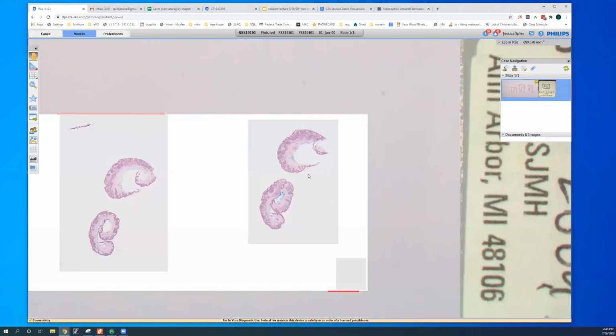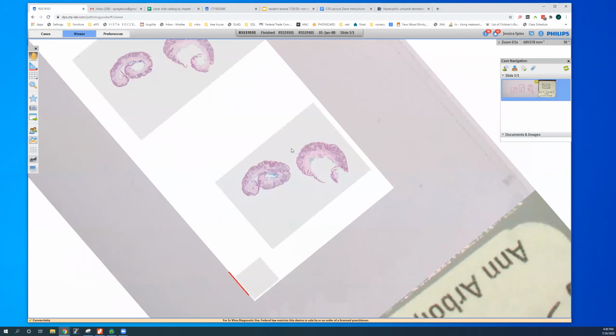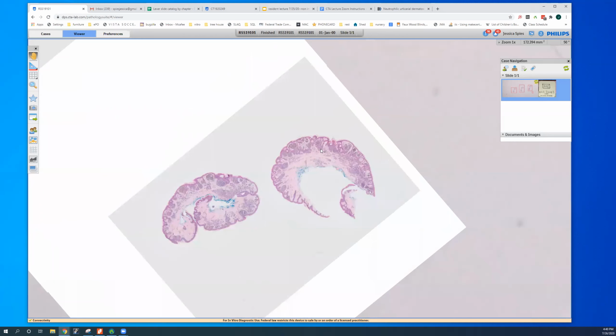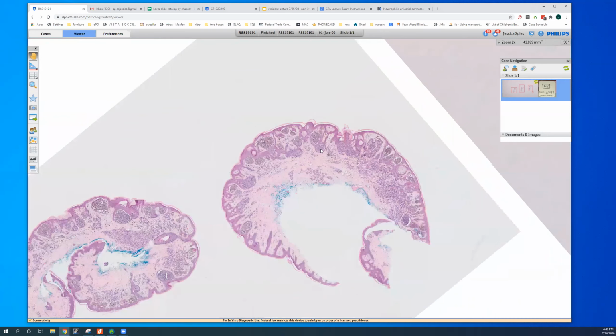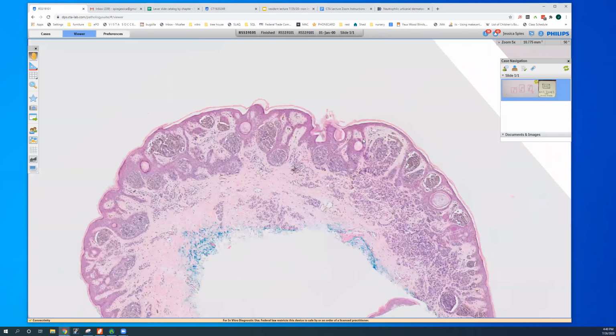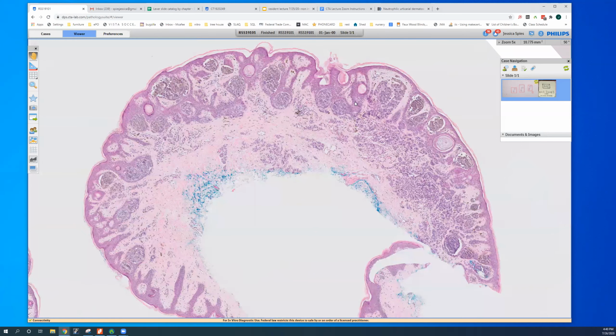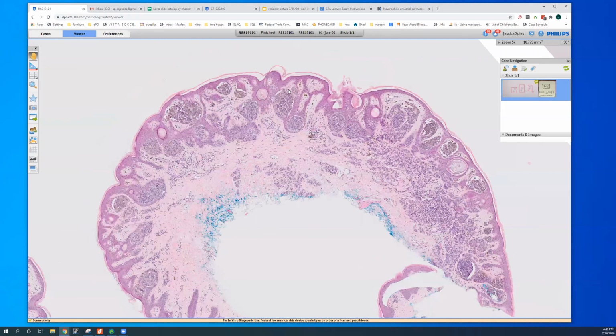Okay, number 101. Now I want everybody to try to enter a diagnosis in before I give my diagnosis. I will tell you, this is the axilla of a young person. Pretty much a low power diagnosis.